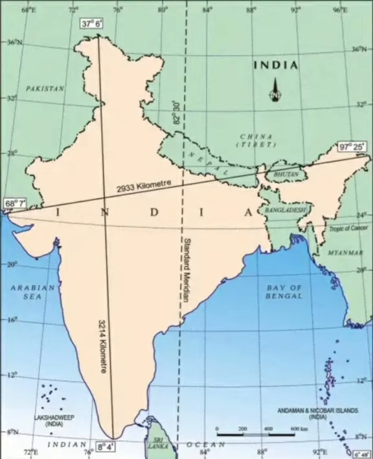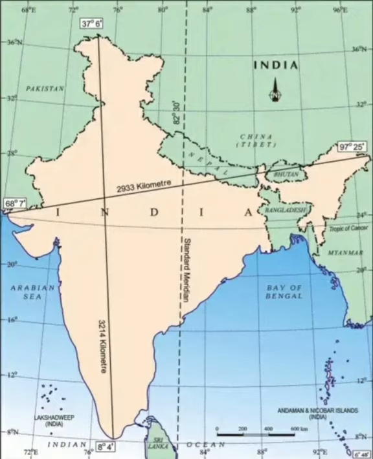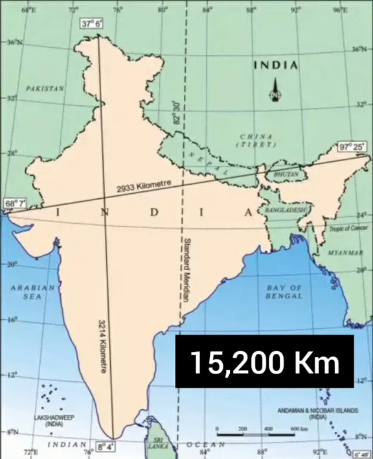The north to south extent of the mainland of India is 3214 kilometers, while the east to west extent is about 2933 kilometers. You can see in the image. Then the length of the total coastline including the island groups is 7514 kilometers, and the total land frontier of India is about 15200 kilometers.